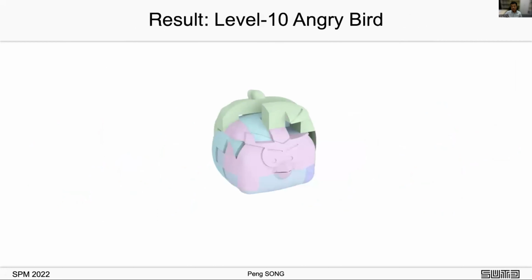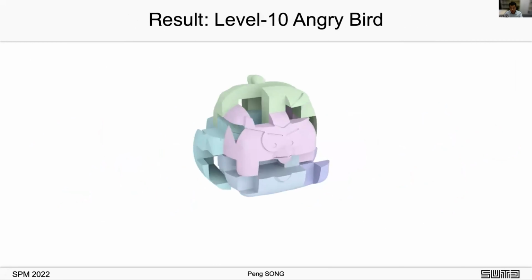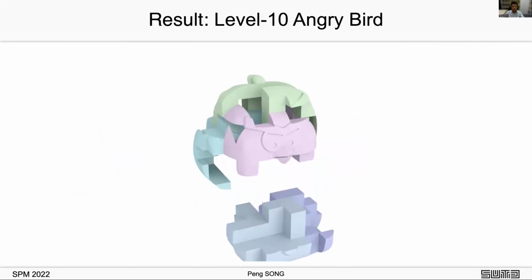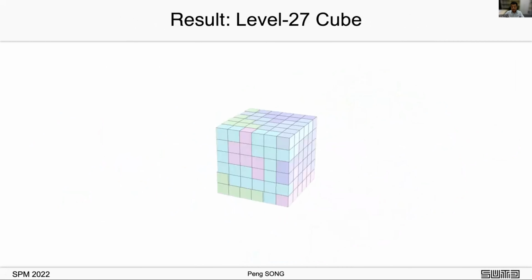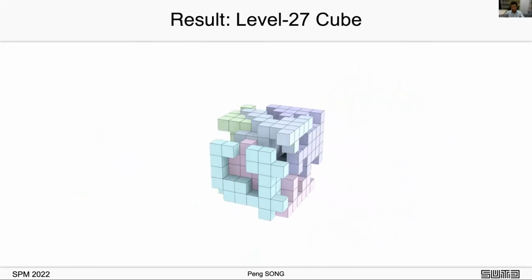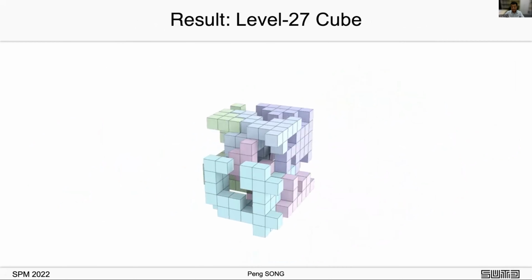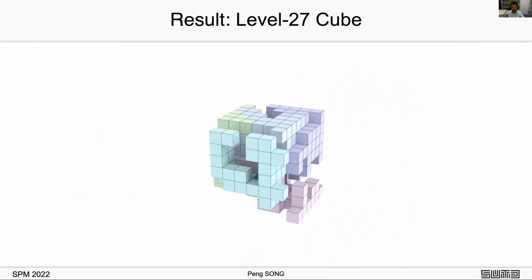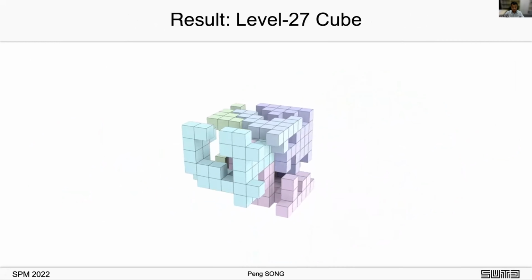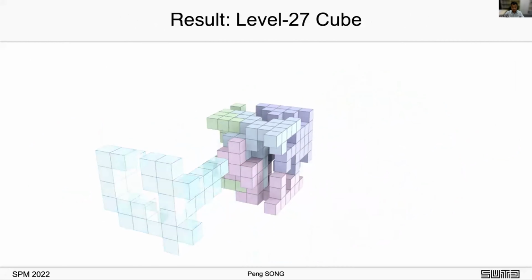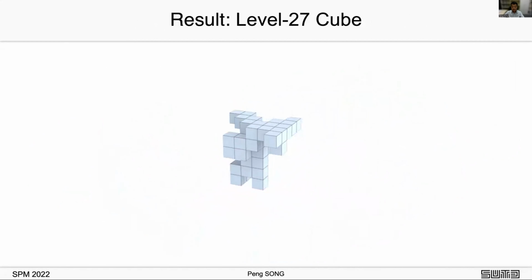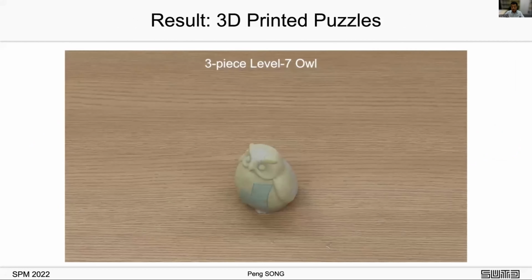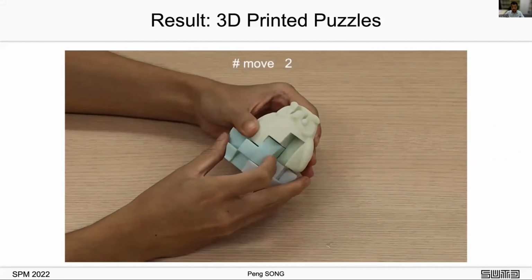Results. So here is a level 10 Angry Bird with smooth appearance generated by our approach. Here is a level 27 interlocking cube, meaning that it requires 27 moves to take out the first puzzle piece. Here are the puzzles we fabricated using 3D color printing.